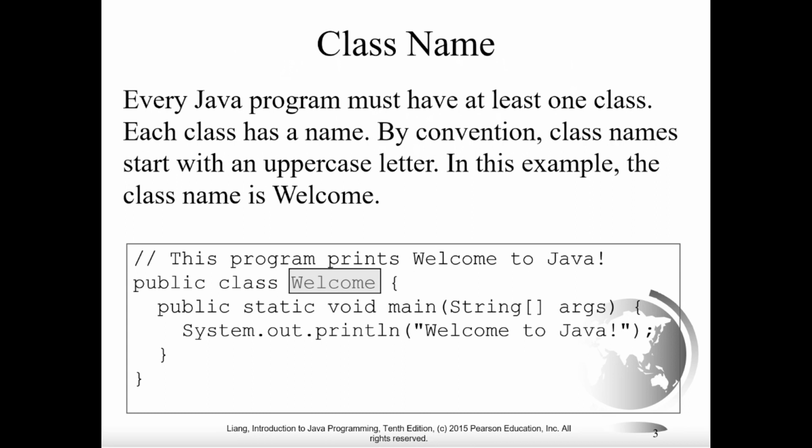Now, first is the class name. Every Java program must have at least one class. Each class has a name. By convention, class names start with an uppercase letter. So, we'll see an example here, where the name of the class is Welcome.